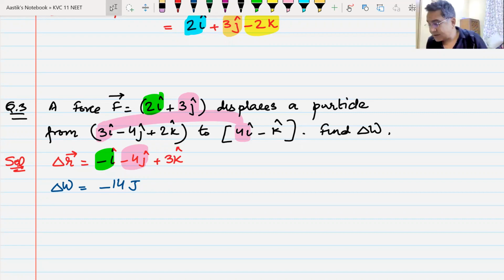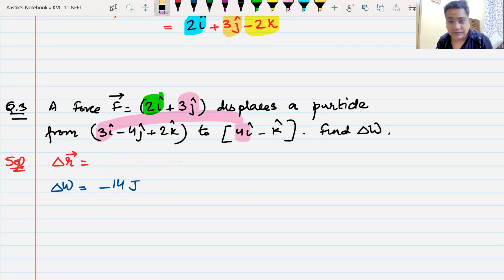Let me correct myself. I think I have done the previous question wrong. Sorry for that. What I have done is I have subtracted the final position from the initial position. So I have done it wrongly. I must apologize. I must subtract the initial position from the final position and not the final position from the initial. So I've done a genuine mistake.